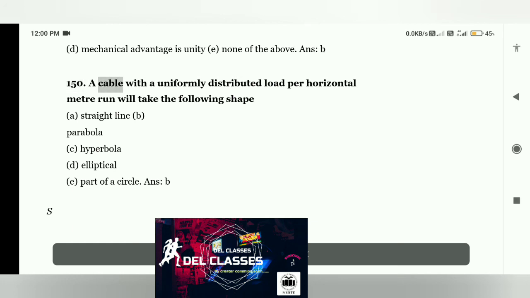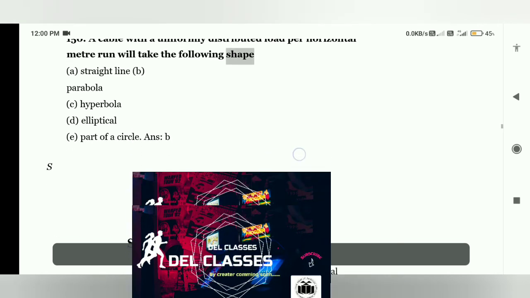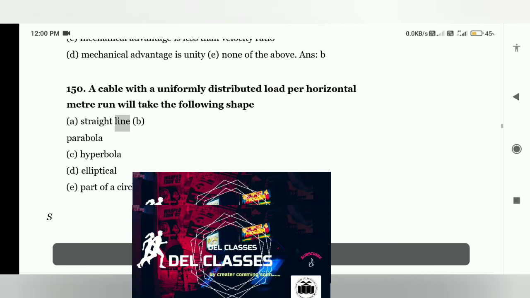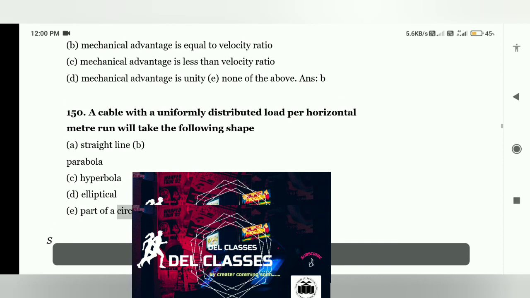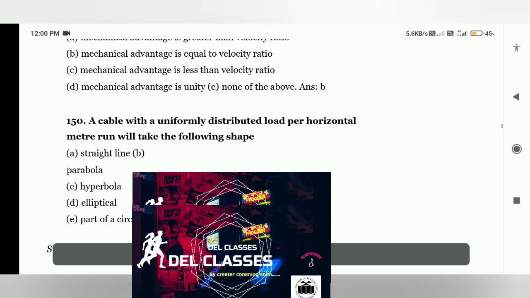150. A cable with a uniformly distributed load per horizontal meter run will take the following shape: A, straight line. B, parabola. C, hyperbola. D, elliptical. E, part of a circle. Answer B.